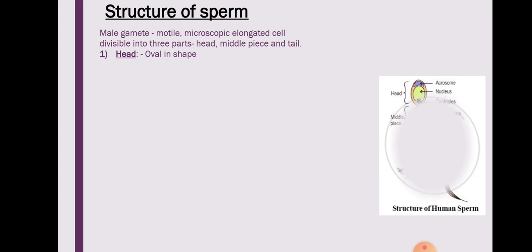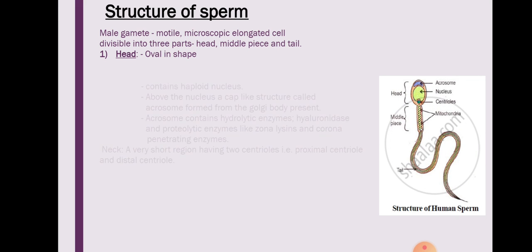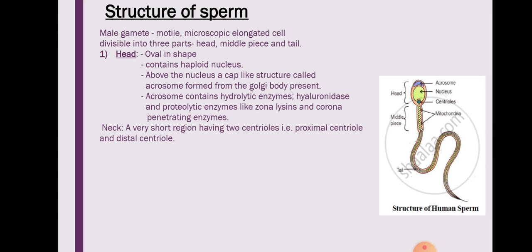How is the structure of sperm? Sperm has a head, oval in shape. The haploid nucleus is present in the head. Above the nucleus is a cap-like structure called the acrosome, formed from the Golgi body. The acrosome has hydrolytic enzymes, hyaluronidase, and proteolytic enzymes like zonalysins and corona penetrating enzymes.